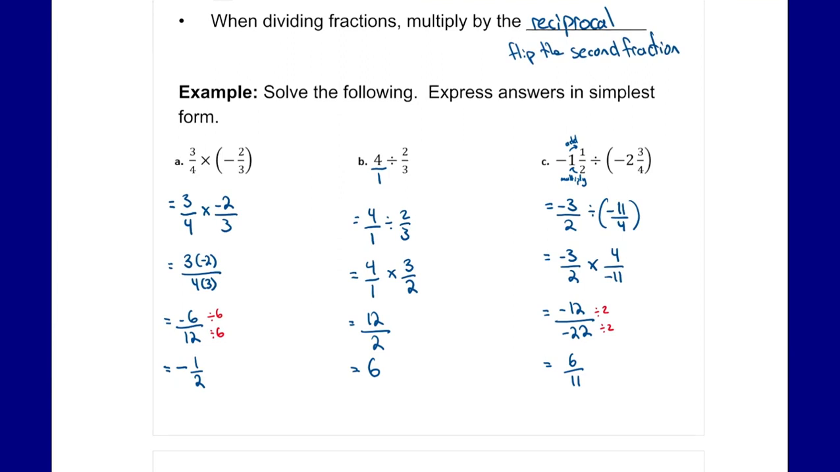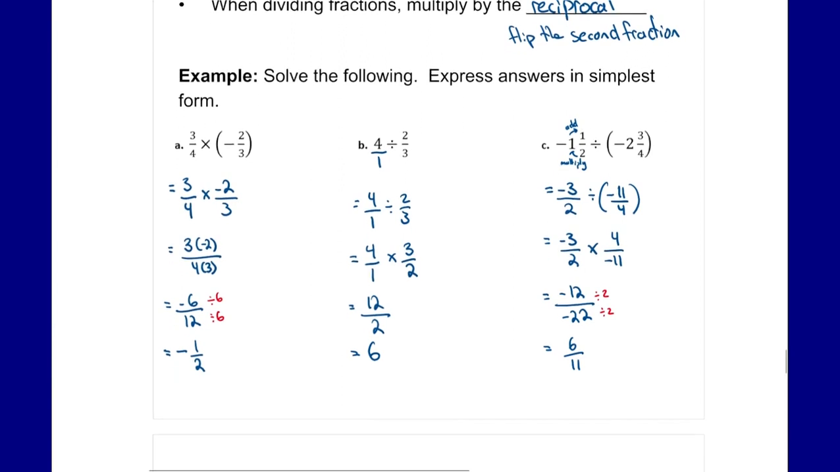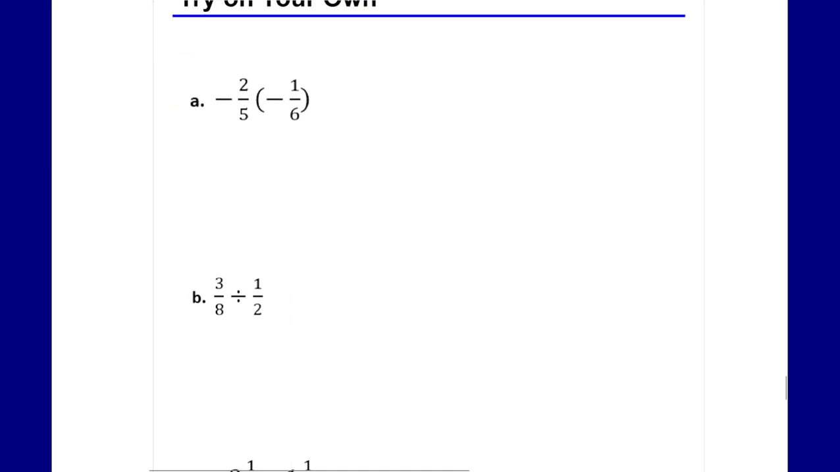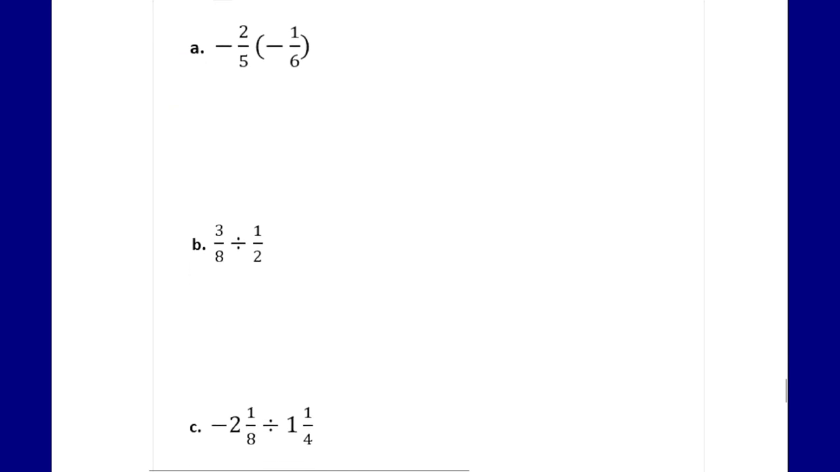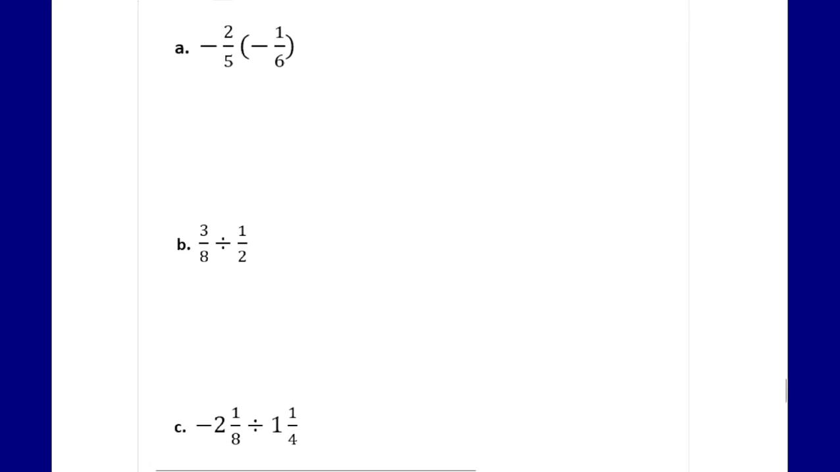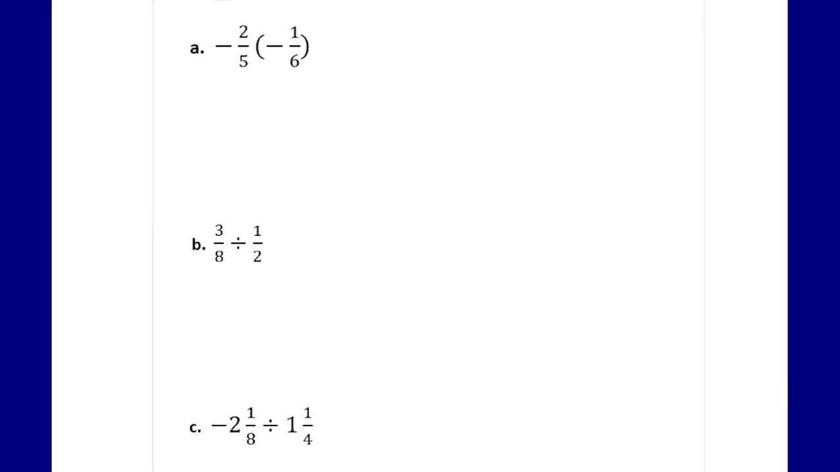That is multiplying and dividing fractions. So try to do these three on your own. Again, same idea. You might have to convert like we did in the last one, but pause the video, try to solve these ones on your own.